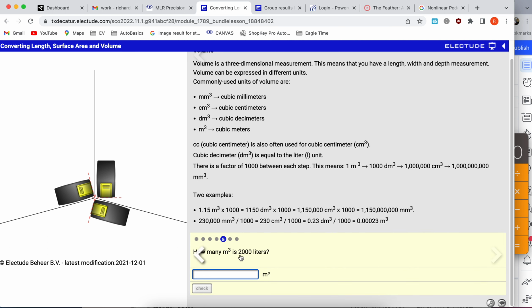For number 5, they don't make you set the tape measure, they just ask you, how many cubic meters is 2,000 liters? Again, in the text, they told you that a liter is equal to a cubic decimeter. So this is 2,000 cubic decimeters, and to go from cubic decimeters to cubic meters, we divide by 1,000. So 2,000 divided by 1,000 is 2.